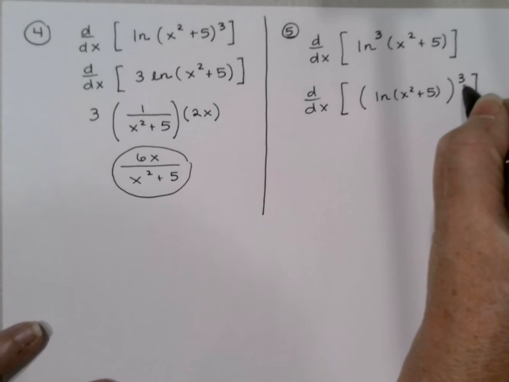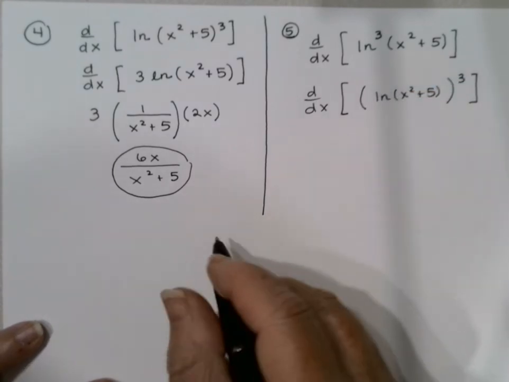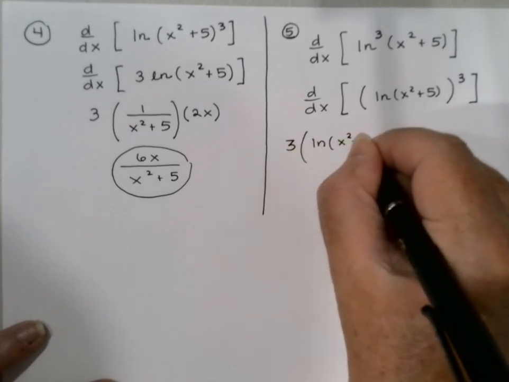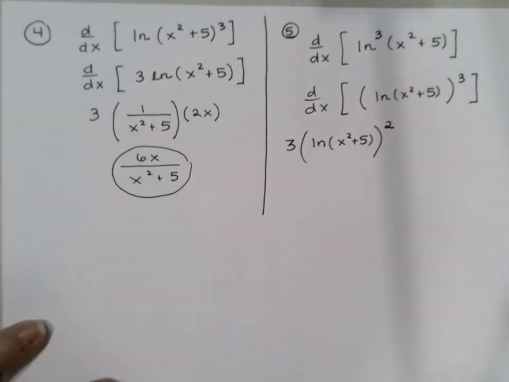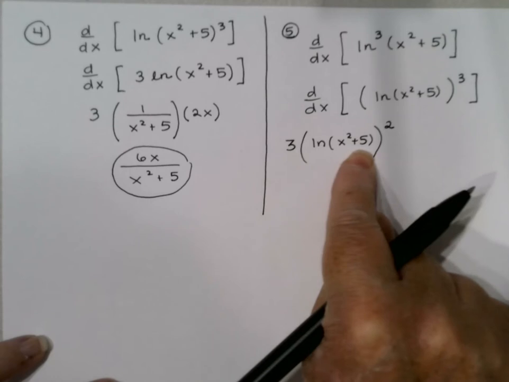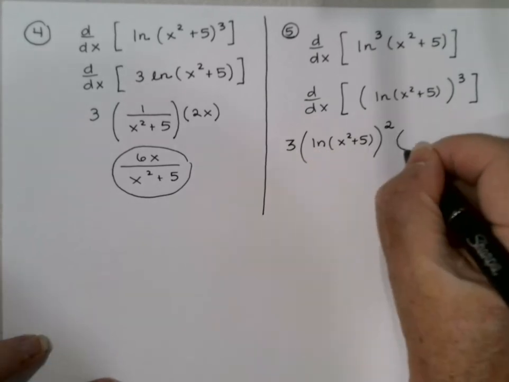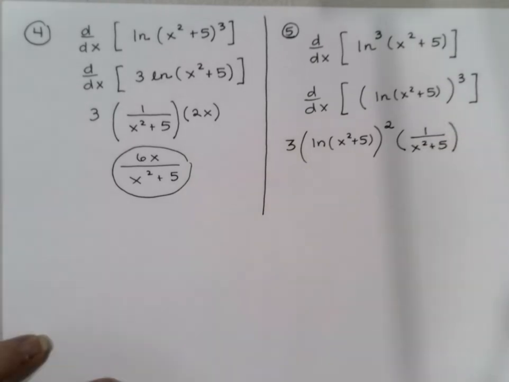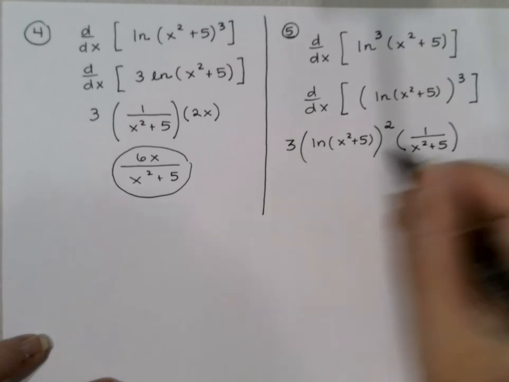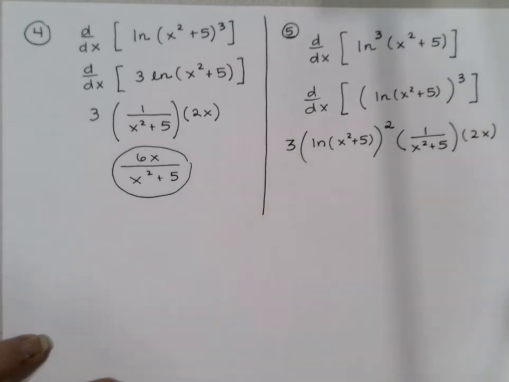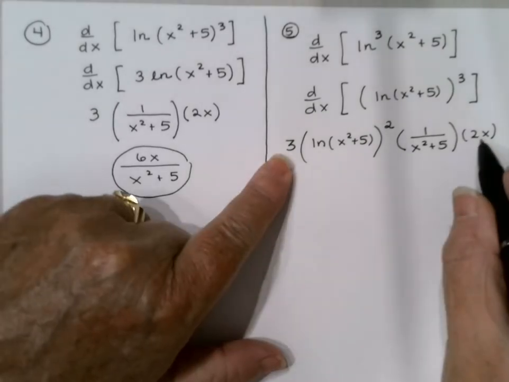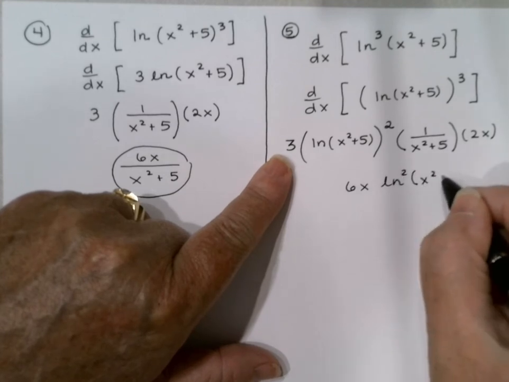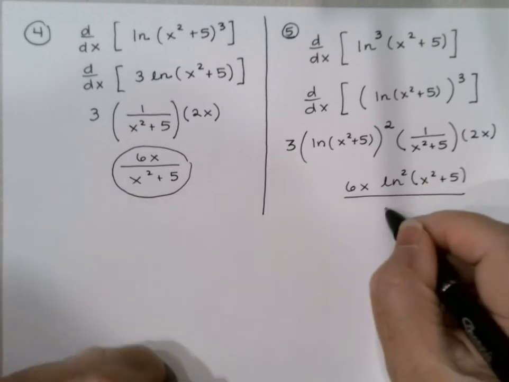Now, the derivative rule for powers says bring down the 3 and reduce the power by 1, right? So first I'll get 3 times all of this squared. Then, chain rule, I take the derivative of what's inside. The derivative of the natural log would be 1 over x squared plus 5. And then one more chain rule, the derivative of the x squared plus 5 is 2x. So I end up with 6x times natural log squared of x squared plus 5 over x squared plus 5.